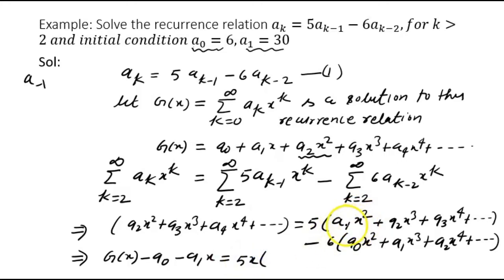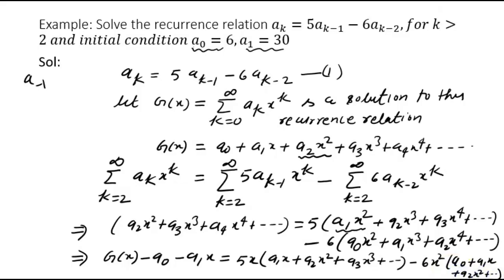And when I take x common, look at this very carefully. The first term will be a1 x. The second term will be a2 x square. Third term will be a3 x cube, and so on. And here, I can take x square common. So I will get 6x square, and then I will get a0 plus a1 x plus a2 x square, and so on. I hope up to now there is no doubt.